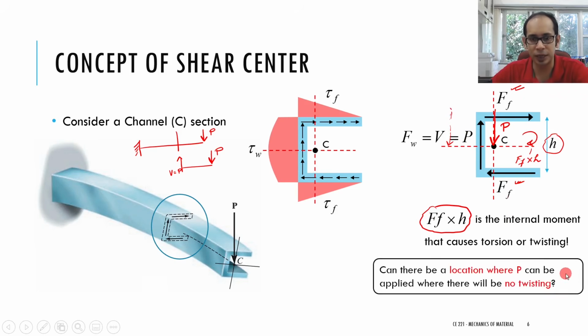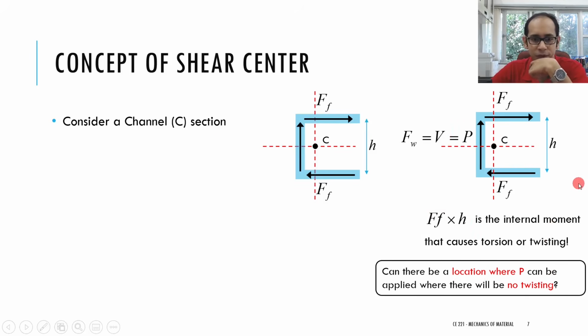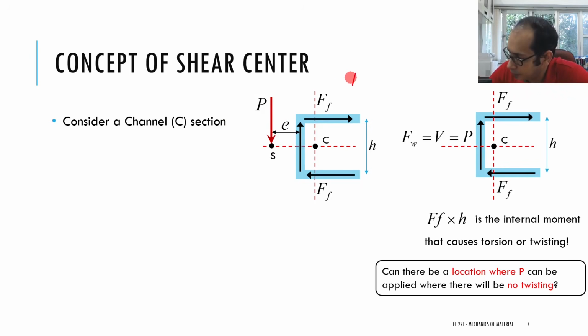So let's go ahead and take a look. The question is: can there be a location of P where applying that load will not cause any amount of twisting? And yes, the answer is true for that. If I apply a load P on that external beam at a distance to the left of the section, then with this P and this internal P over here, I can have a total moment. So I can have a P times e, which is the anti-clockwise moment.